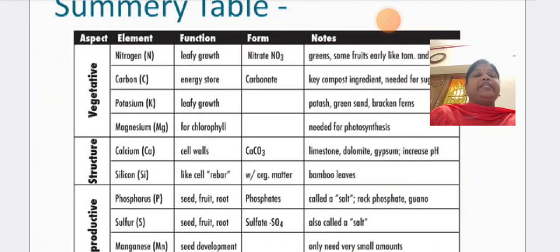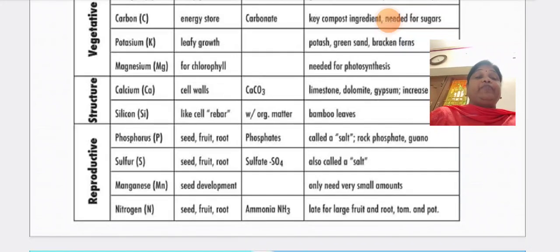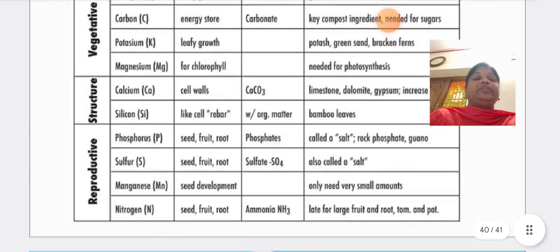Form: nitrogen is in nitrate form, carbon in carbonate form. Structural calcium is cell wall function, silicon is cell repair. Calcium forms calcium carbonate, and silicon is made from organic matter. Then phosphorus is responsible for seed, fruit and root functions. Sulfur has the same functions as phosphorus. Manganese is mainly for seed development. Then nitrogen is mainly responsible for seed and fruit. Root forms an ammoniacal form. Then sulfur is in sulfate form.